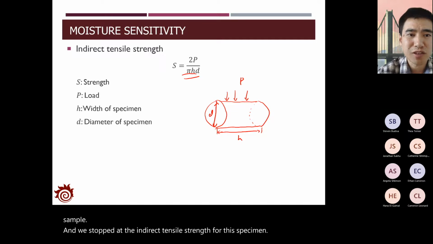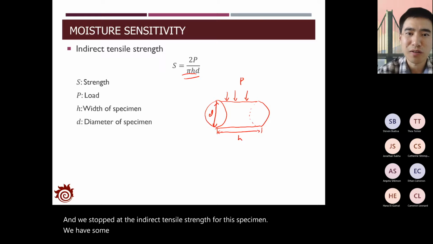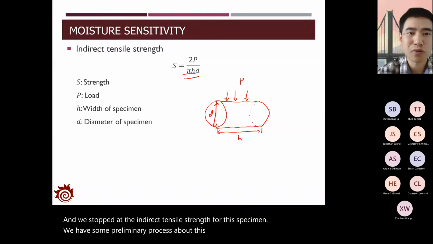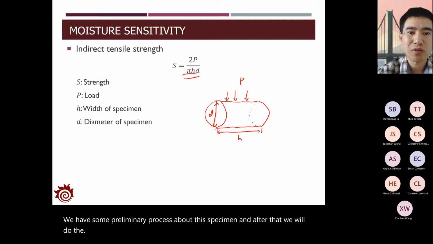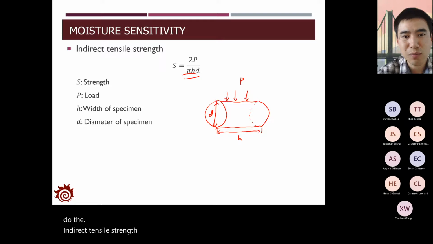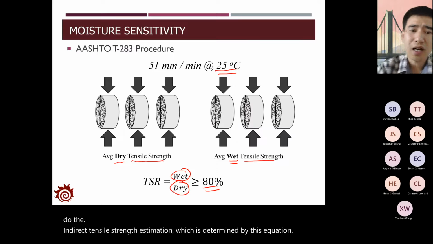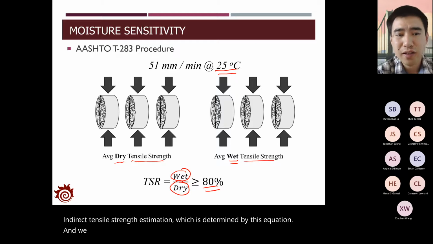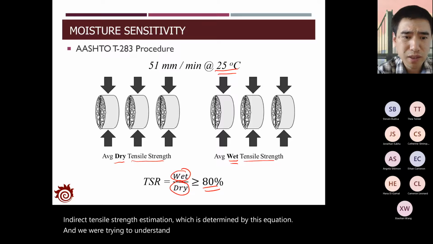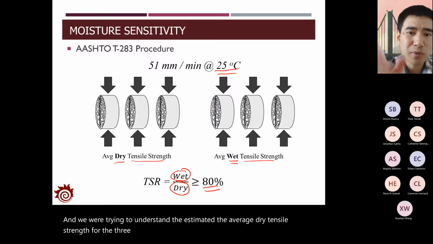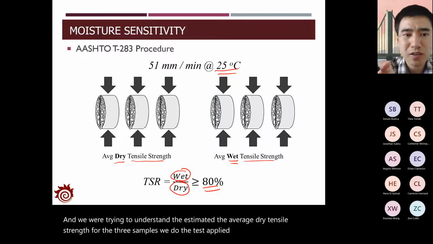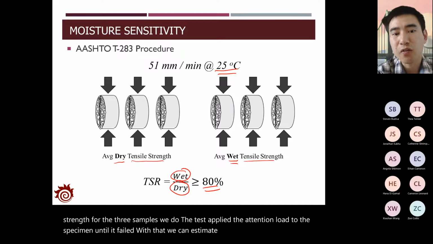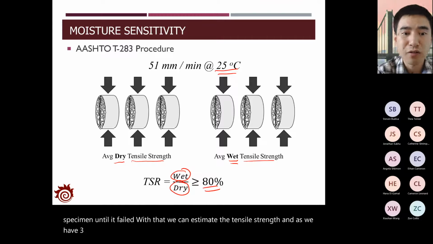Actually, we have some preliminary processing of the specimen, and after that, we will do the indirect tensile strength estimation, which is determined by this equation. And we will estimate the average dry tensile strength for the 3 samples. We do the test, apply the tension load to the specimen until it fails. With that, we're going to estimate the tensile strength. And as we have 3 samples, we can find the average value.